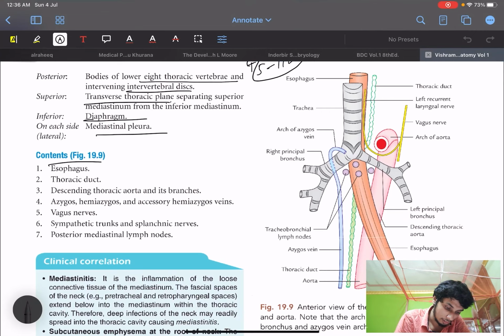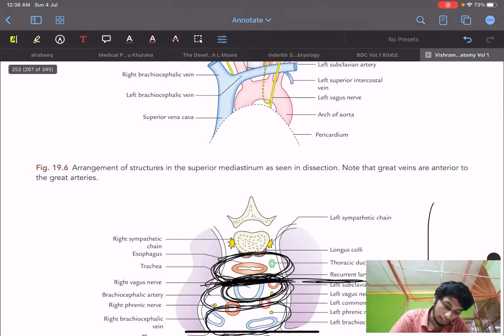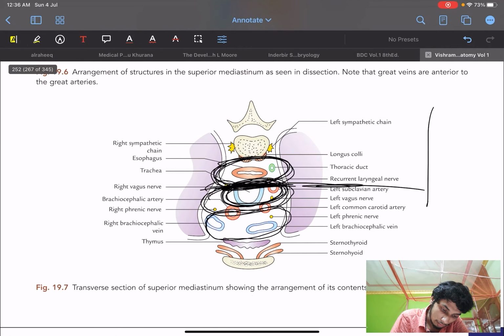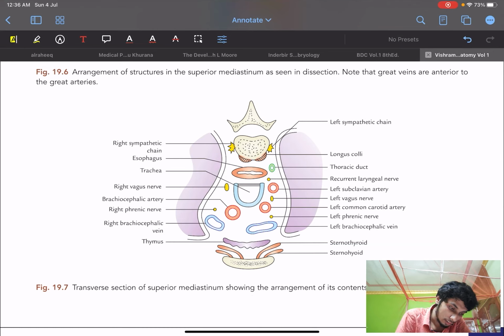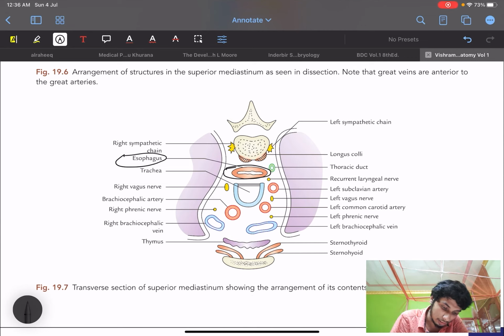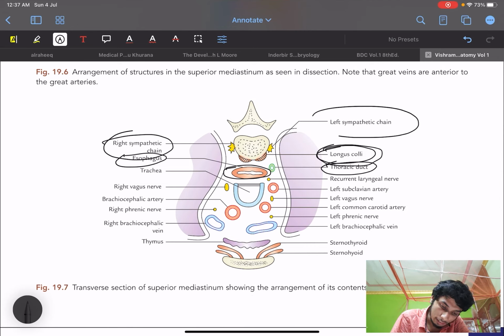Contents: esophagus. The esophagus will also be in the same plane. Let me erase all this. See the esophagus, this is the esophagus on the posterior side. Also, the thoracic duct will be there. The longus colli muscle that is attached to the vertebra will also be there. Right sympathetic chain, left sympathetic chain. These will all be in the posterior area.